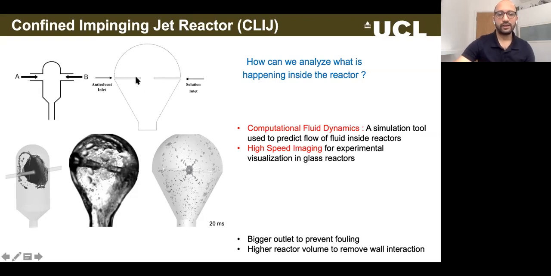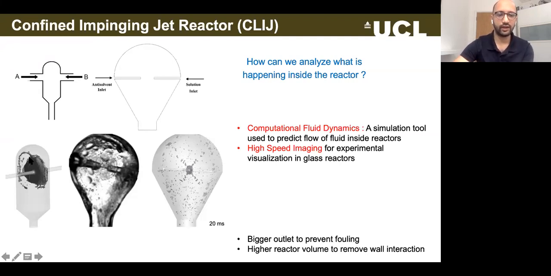And this kind of process happens very fast, so we need to use high-speed imaging, which takes 1,000 or 10,000 images per second. So this is the typical impinging jet reactor design which is available, but this reactor also clogged while performing some particle synthesis in our studies. So we made the outlet bigger to prevent fouling of this reactor, and we also made the reactor volume higher so that the wall does not interact with the liquid sheet.